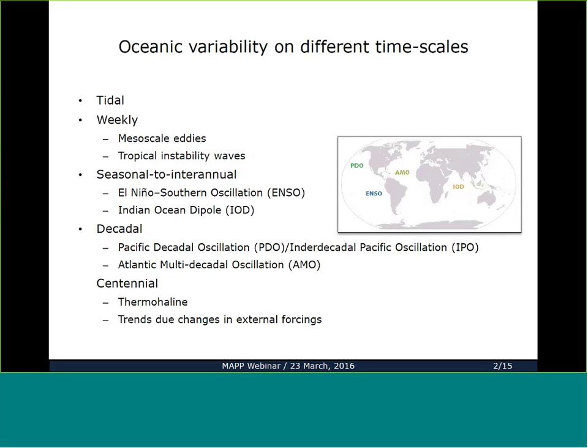There is oceanic variability which happens on very different time scales. You can start from the tidal ones on a daily time scale to weekly, on which you get the mesoscale eddies or tropical instability waves. On a longer time scale from seasonal to interannual, there are modes of variability related to El Nino Southern Oscillation and Indian Ocean Dipole in the Indian Ocean, and then on a longer time scale, for example, decadal, you have modes of variability in the Pacific called Pacific decadal oscillations, or in the Atlantic related to Atlantic multi-decadal oscillation, and then moving on to even longer time scales, oceanic variability on a centennial time scale related to thermohaline circulations, or the trends related to changes in the external forcings, for example, slow increase in the CO2.